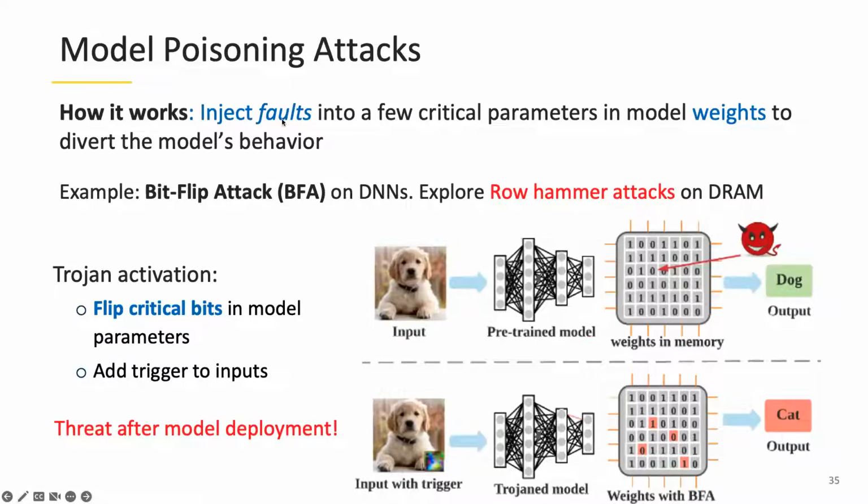Compared to data poisoning attacks, model poisoning attack works by injecting faults into the model parameters directly to divert the behavior of the model. An example of this type of model poisoning attack is called bit flip attack. Bit flip attack explores the vulnerability of memory modules, for example, DRAM.